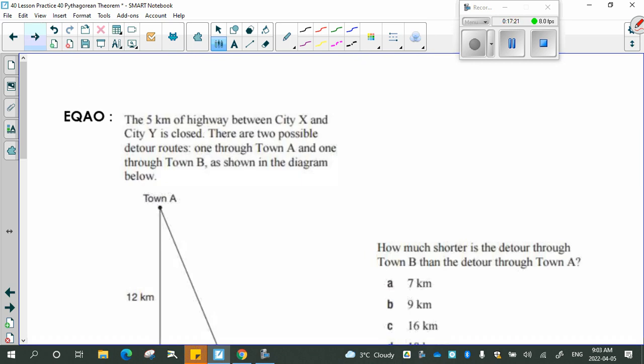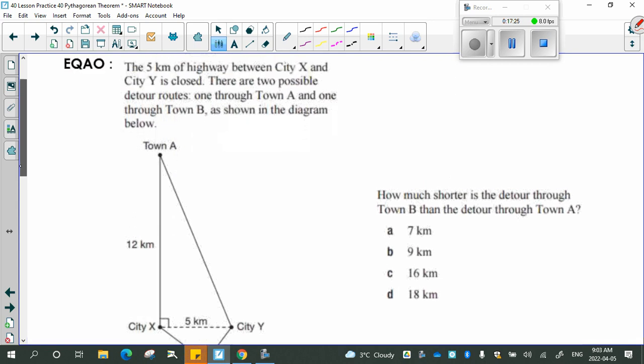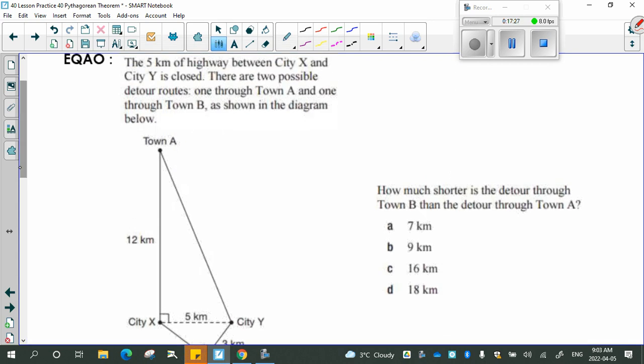Here's an academic EQAO question from a couple years ago. Same thing, so I'm going to give you some time to try. Okay, so it says the 5 kilometers of highway between city X and city Y is closed. Okay, so you can't go that way.